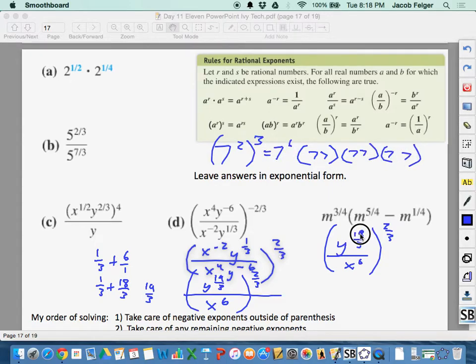So what is 19 thirds times 2/3? Top times top, bottom times bottom. 19 times 2? 38. 38 over 9. And then 6 over 1, top times top, 12 over 3, which I suppose reduces to just a 4. And that's it. Y to the 38 ninths over x to the 4th.